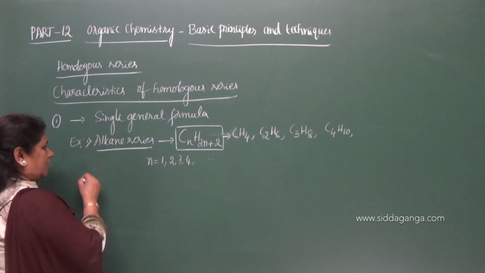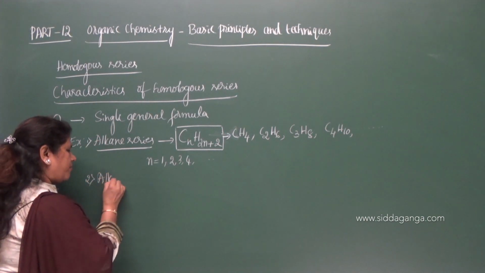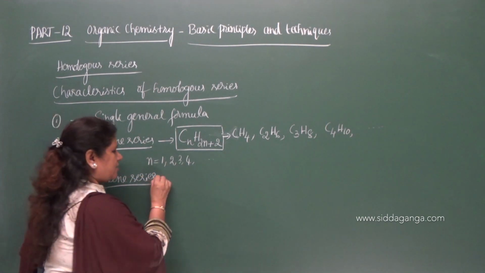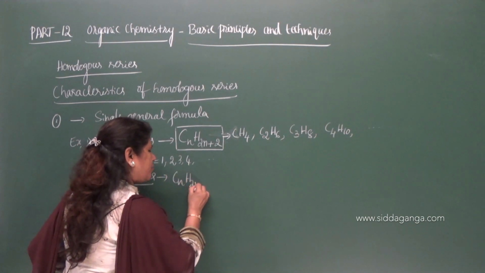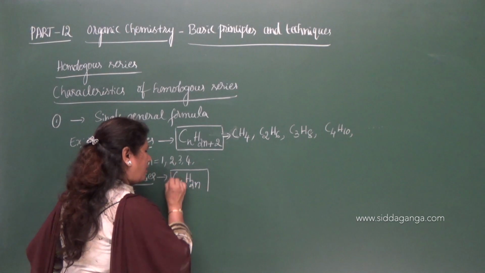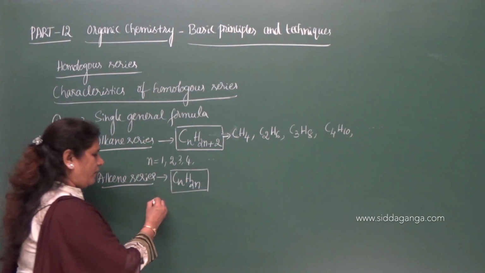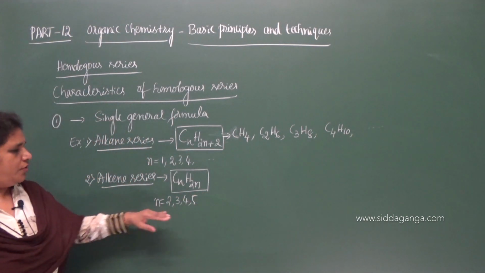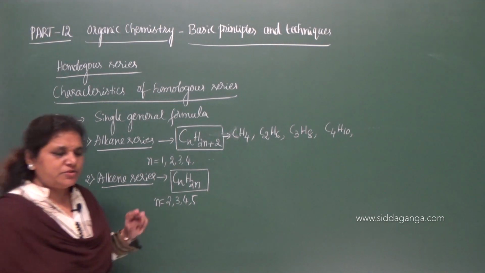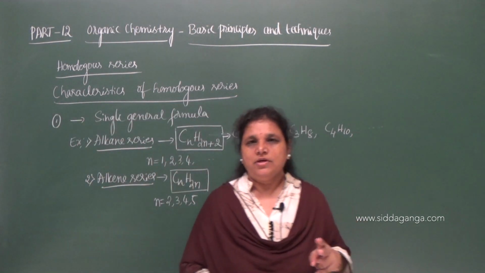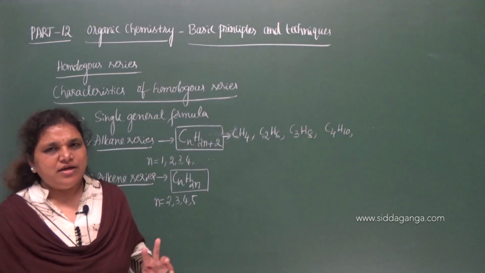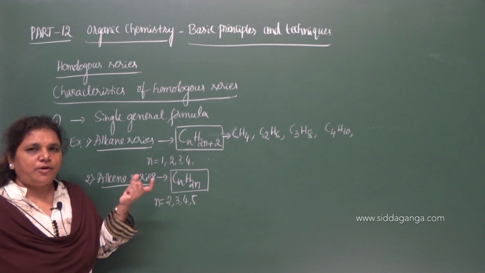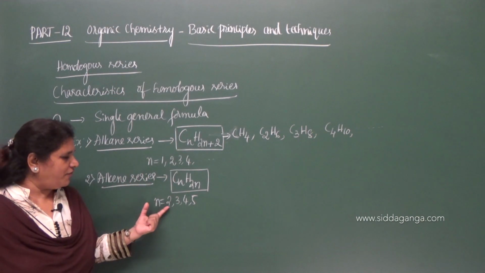And the second example let me give here, the alkene series. CnH2n is the general formula of alkene, where n starts from 2, 3, 4, 5, because a minimum of 2 carbon atoms is required to form a double bond. A double bond means the formation of a pi bond and a sigma bond between the 2 carbon atoms. So a minimum of 2 carbon atoms is required to form a pi bond between the carbon atoms.